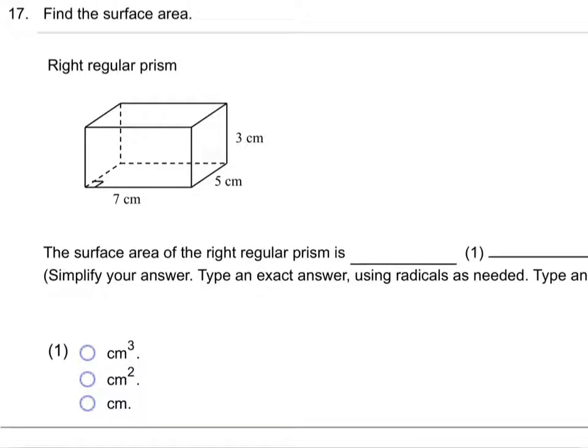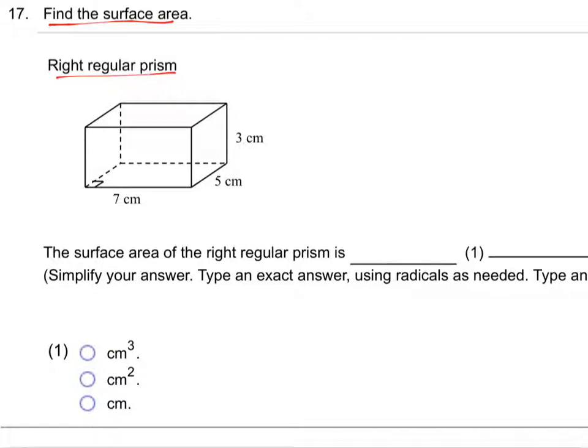Number 17, find the surface area. Find the surface area of this right rectangular prism, basically this big box. So how do we find the surface area of this big box? We have to break it into 6 different sides.